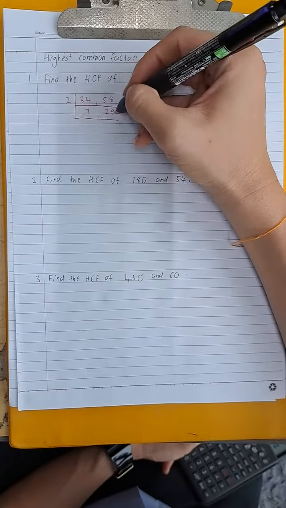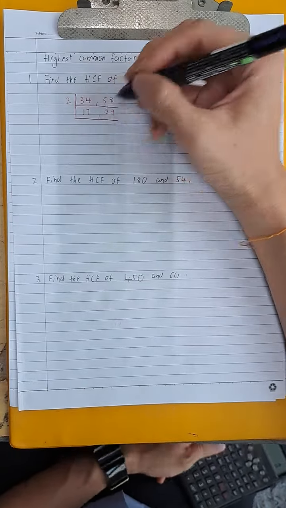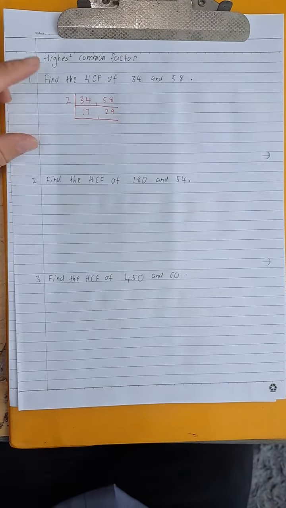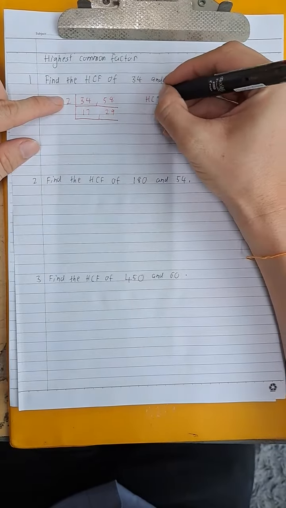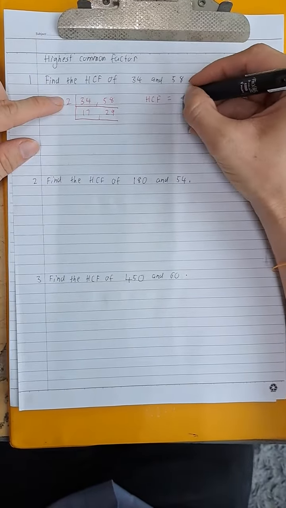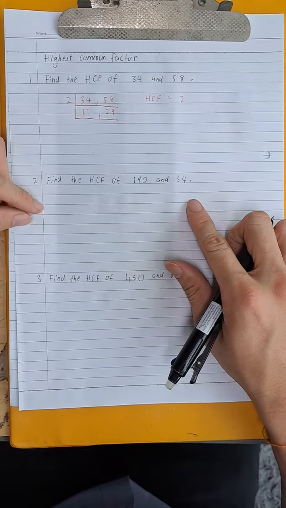We can't divide anything anymore. There's no longer a common factor between these two numbers to make the number smaller. So this is the final answer. The highest common factor for this case is just 2. Alright. Now let's look at another example over here.